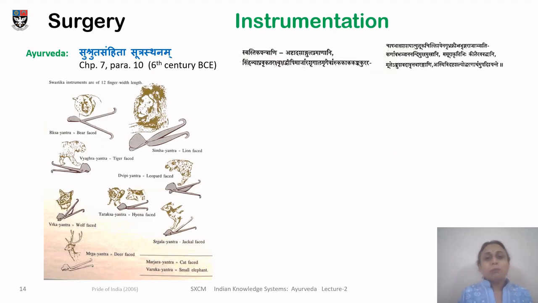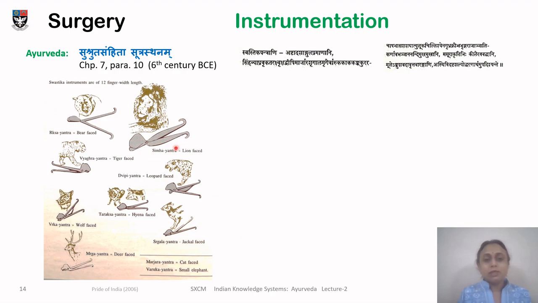One of the most popular sections of Ayurvedic texts that we have heard of in current times are those on surgery. So outlined here are images and verses from the Sushruta Samhita, chapter 7, which highlight the instrumentation that is used for surgery. As you can see in the image, various types of swastika instruments or forceps are shown, where each of these have a slightly different shape and dimension, and hence a different function in surgical procedures.